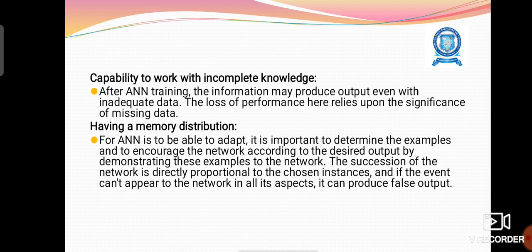Having a memory distribution. For an ANN to be able to adapt, it is important to determine the examples and to encourage the network according to the desired output by demonstrating these examples to the network. The success of the network is directly proportional to the chosen instances, and if the event can't appear to the network in all its aspects, it can produce false output.